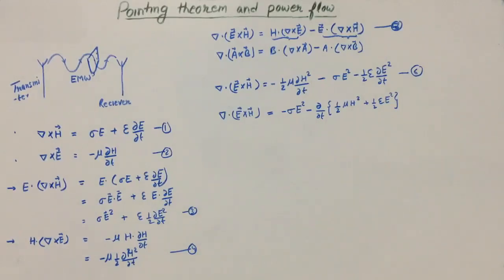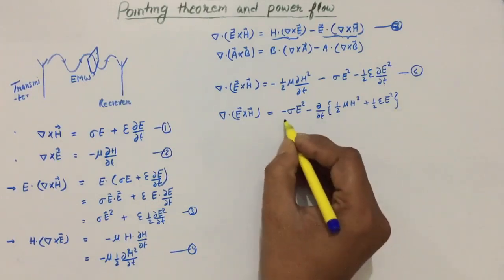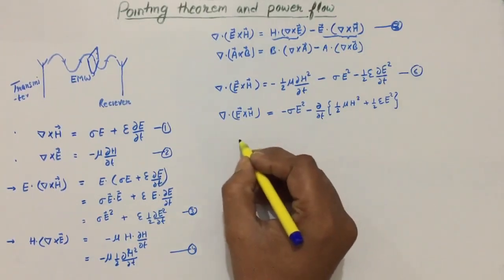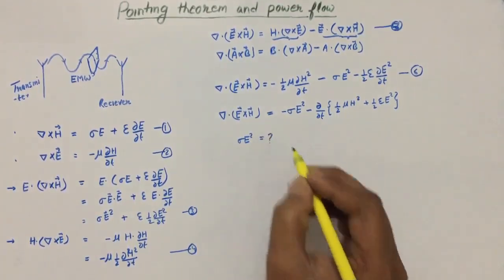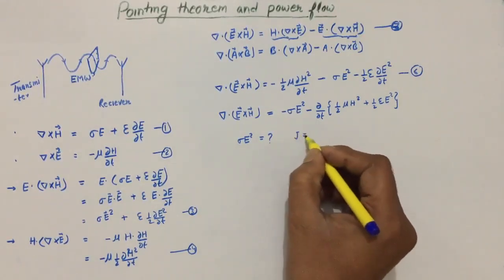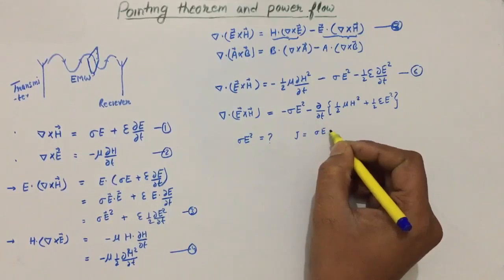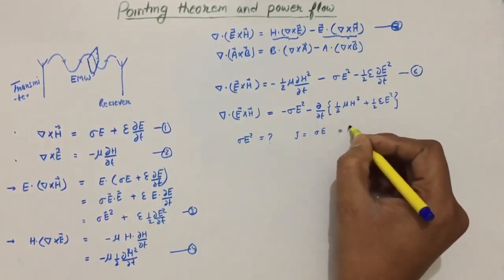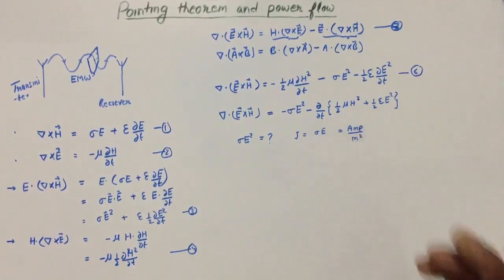Okay, now let us try to find what these are. So let us come at this point, that is sigma E square. What is this? Let us try to find. We know current density J can be written as sigma E, and the unit of this is ampere per meter square. That is the current density.